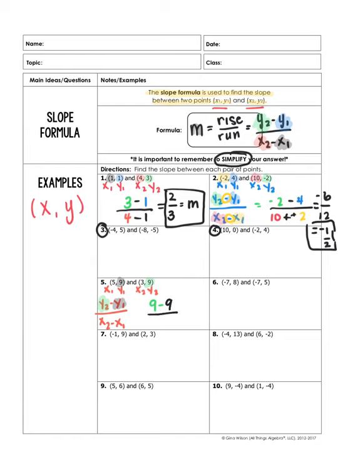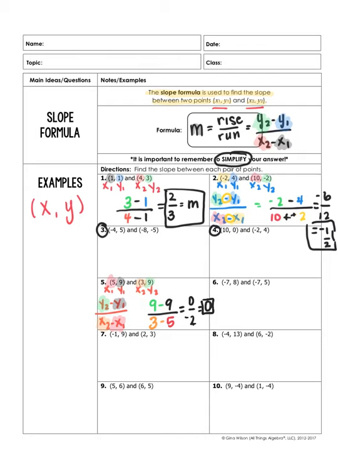Then it wants me to do x2, which in this problem is 3, minus x1, which we labeled as 5. So now if I simplify, 9 minus 9 is 0, and 3 minus 5 is negative 2. But what is 0 divided by negative 2? Well, 0 divided by anything is 0, so we have a slope of 0. All right, let's try number 6.